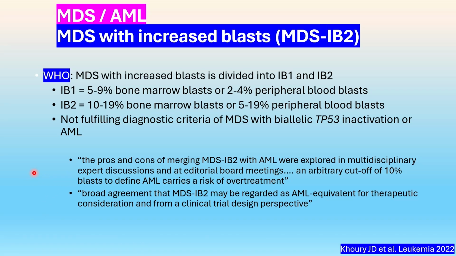So I'm going to read this. They say the pros and cons of merging MDS with increased blasts 2 with AML were explored in multidisciplinary expert discussions and at editorial board meetings. An arbitrary cutoff of 10% blasts to define AML carries a risk of overtreatment. And then they also mention that there is a broad agreement that MDS with increased blasts may be regarded as AML equivalent for therapeutic consideration and from a clinical trial design perspective.